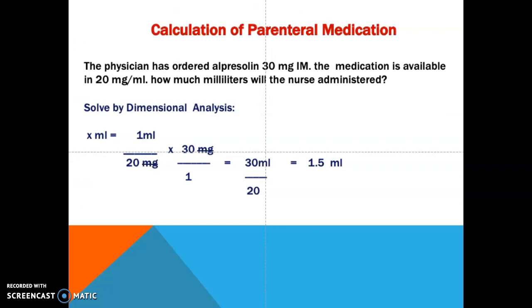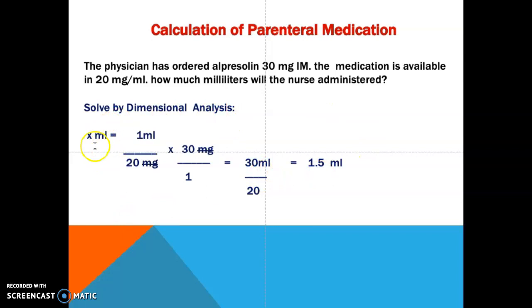Parenteral medication. This is another simple one we have here. The physician has ordered alprazolam, 30 milligrams intramuscularly. The medication is available in 20 milligrams per mL. How many milliliters will the nurse administer? So how much will you pull up? Solve this problem using dimensional analysis.